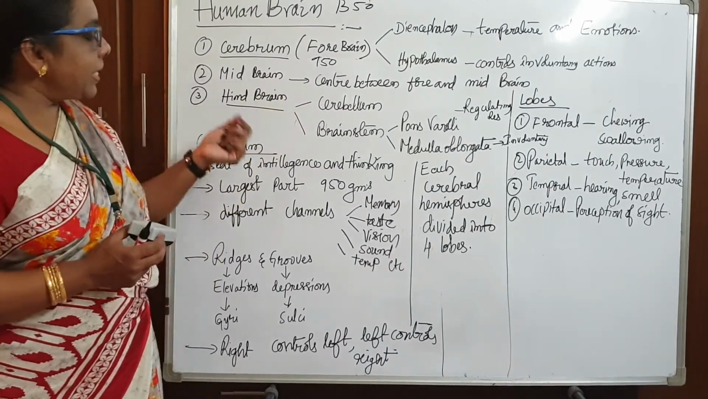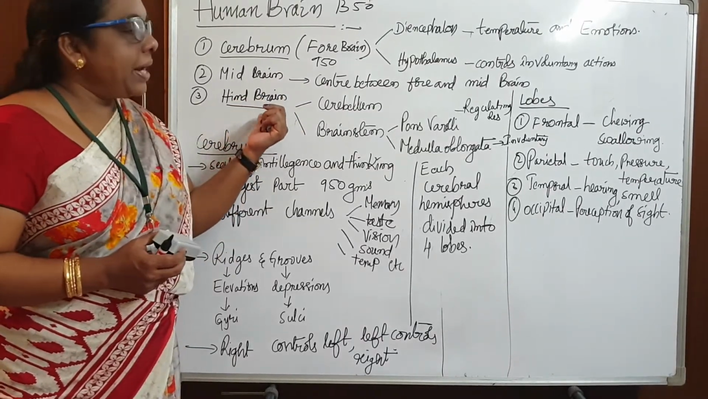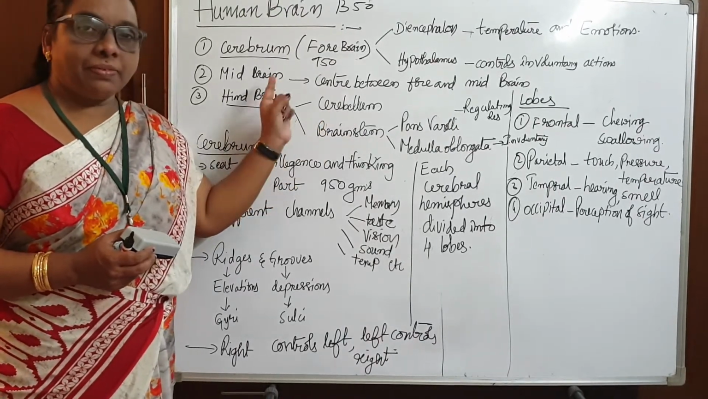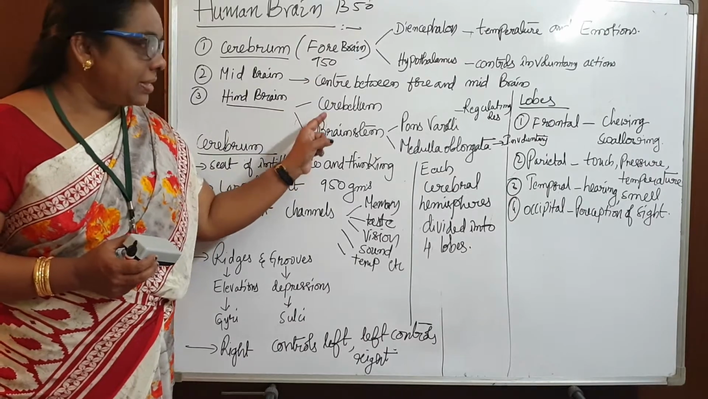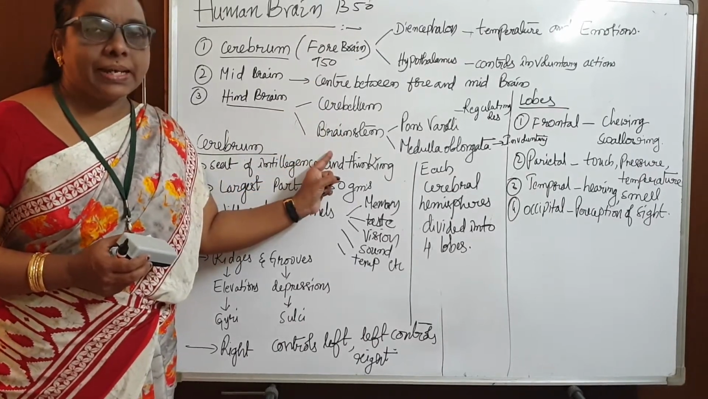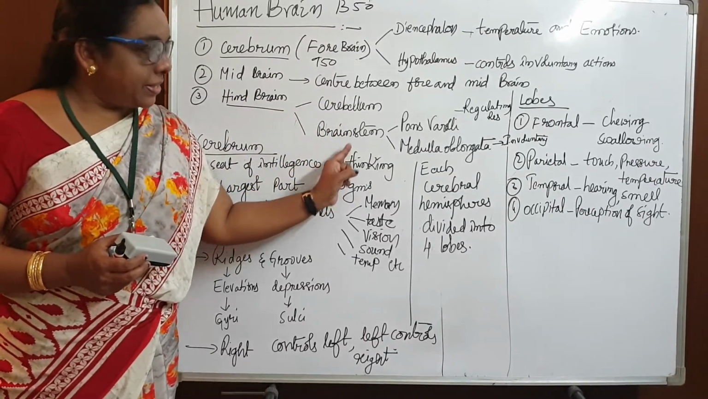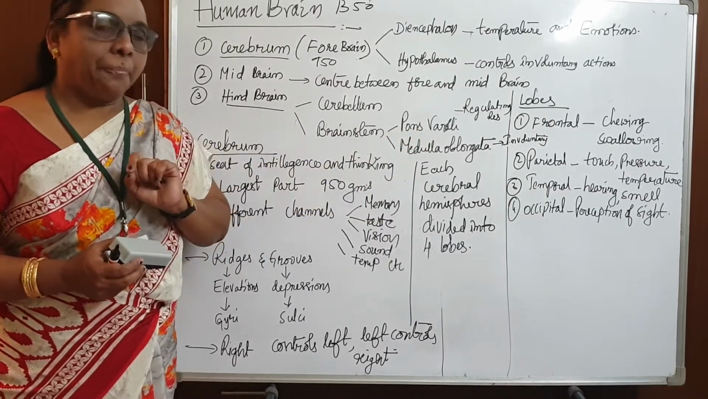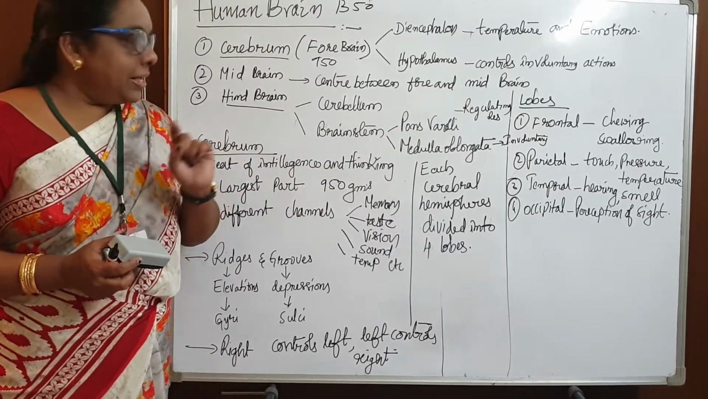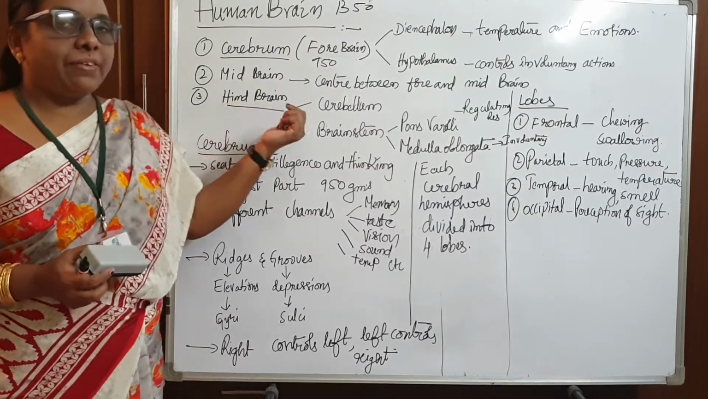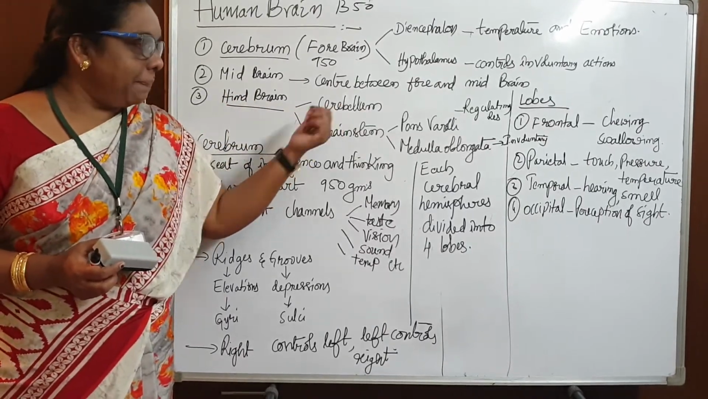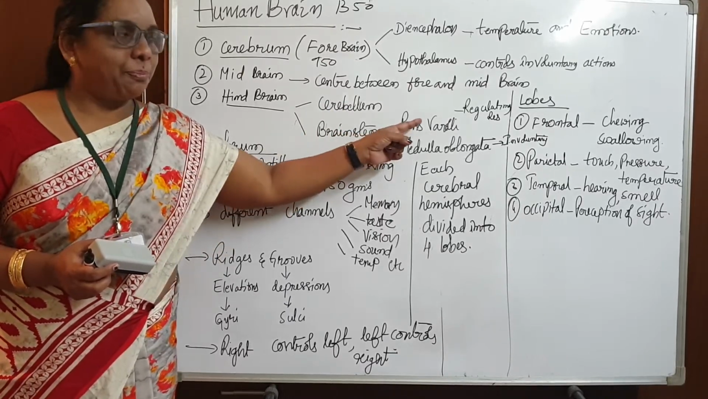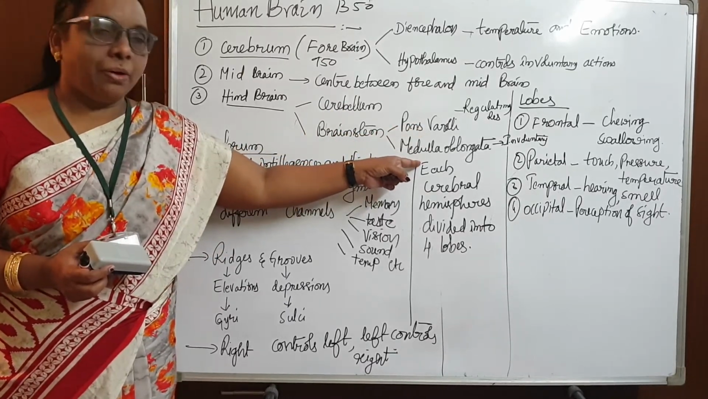Next, coming to the hindbrain. The hindbrain has two parts: one is the cerebellum and the other is the brainstem. The brainstem is further divided into the pons varolii and the medulla oblongata. Is it clear, children? The hindbrain has two parts, the cerebellum and the brainstem, and the brainstem has two parts, the pons varolii and the medulla oblongata.